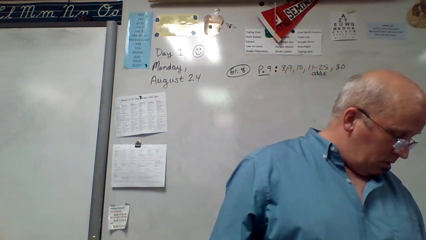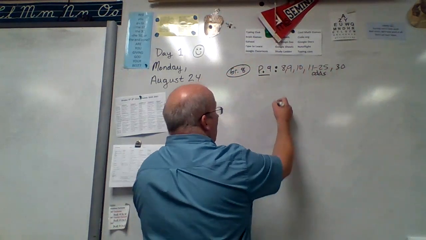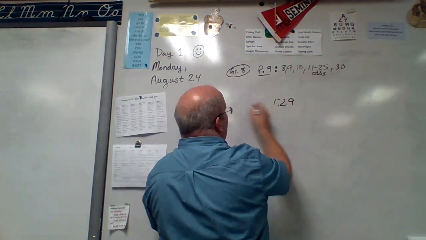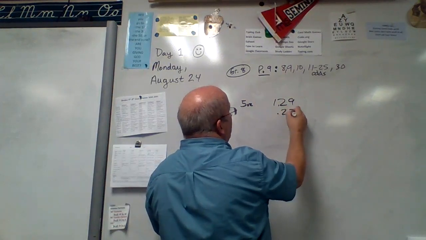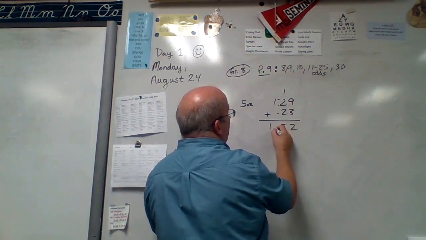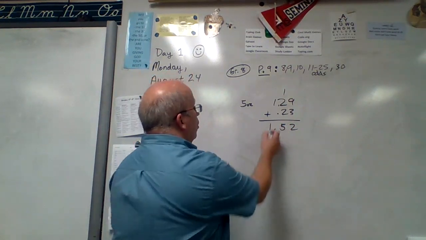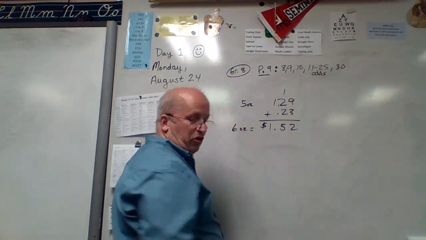Question B. Well, all we have to do is take that $1.29 of the 5-ounce variety and add 23 cents to it, right? And we get 152, or $1.52 for a 6-ounce letter.